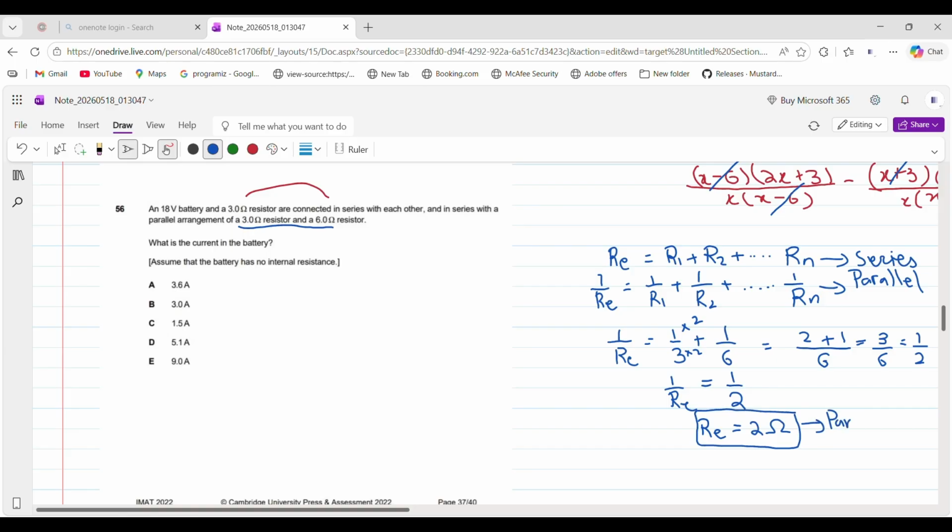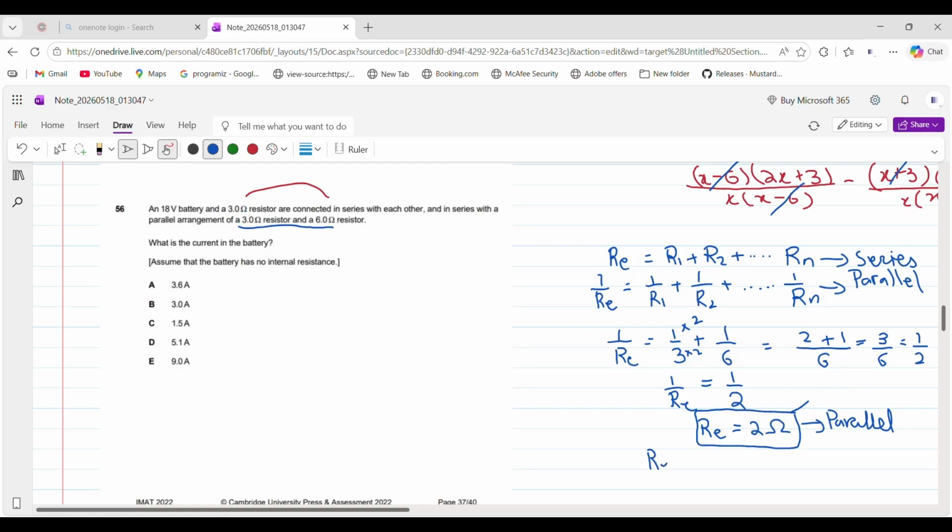This is parallelly arranged, right? Okay. Now they said an 18-volt battery and a 3-ohm resistor are connected in series with each other. The 3-ohm resistance is connected in series with the resistance arranged in parallel. This 3 ohm is connected with the equivalent resistance from the parallel part, and the equivalent resistance of the parallel is 2 ohm. It is now connected in series with 3 ohm.